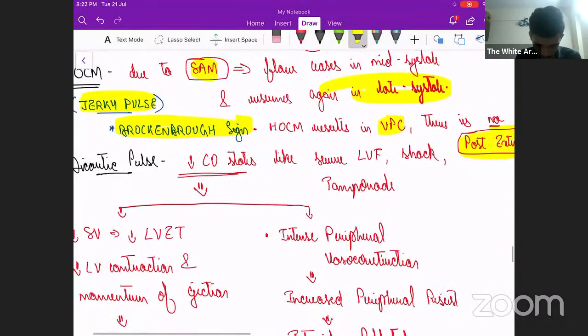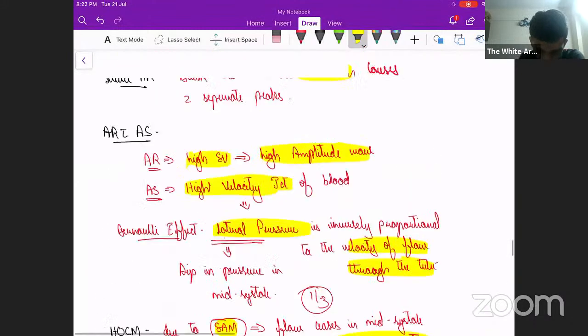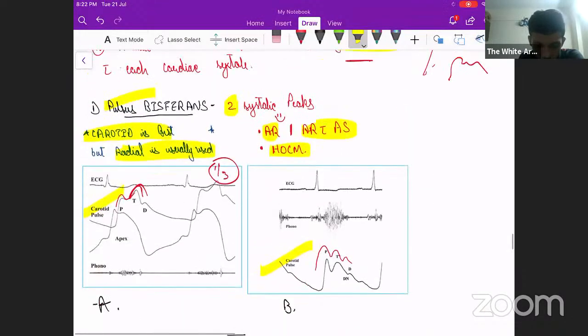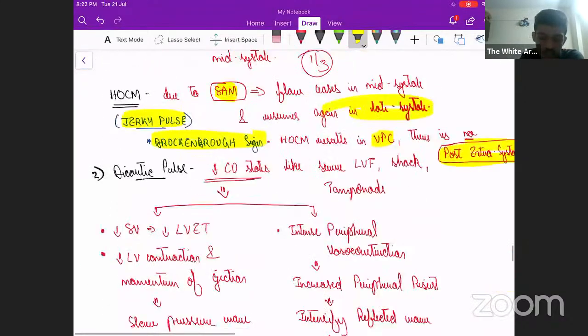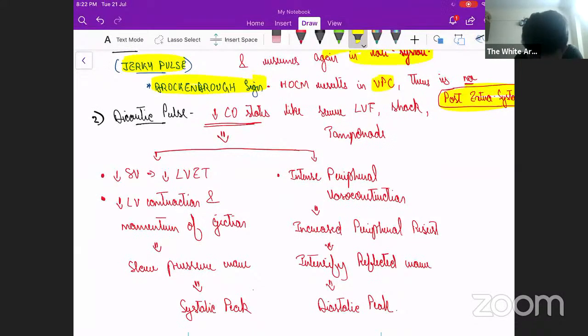Okay, so good. Next is the dicrotic pulse. One abnormality was pulsus bisferiens, in which both activities were within the systole itself. What is a dicrotic pulse? In this, you will see one activity in the systole followed by another very good activity in the diastole also. When we palpate, you confirm it with the heart on auscultation, you'll find that there are two activities, one in the systole and one in the diastole. This happens in decreased cardiac output states like severe left ventricular failure, shock, tamponade, and all.